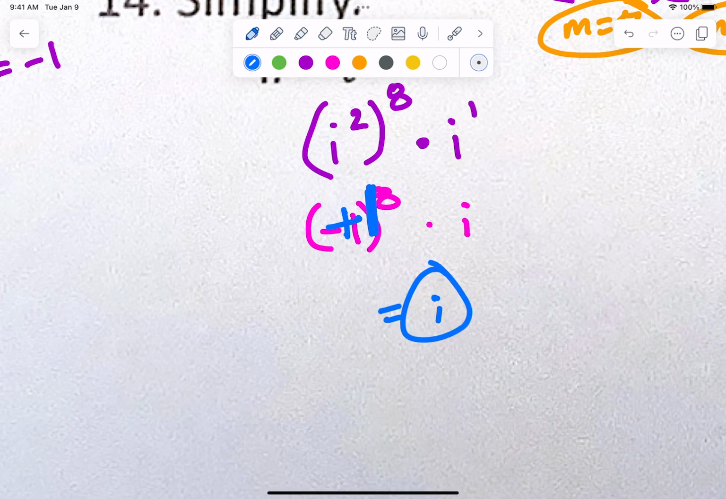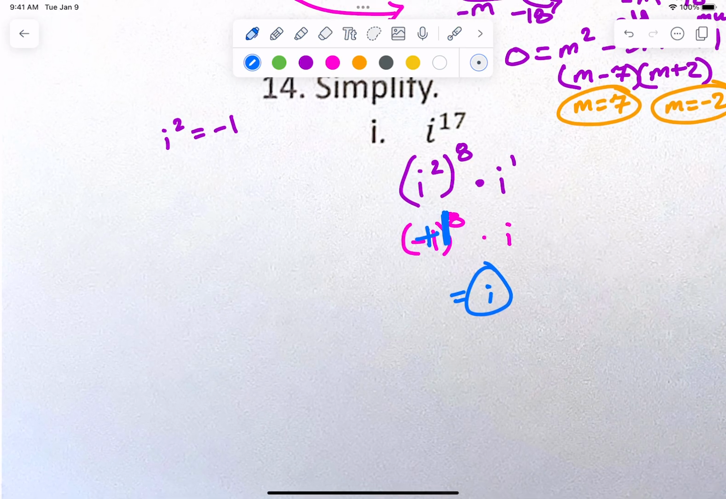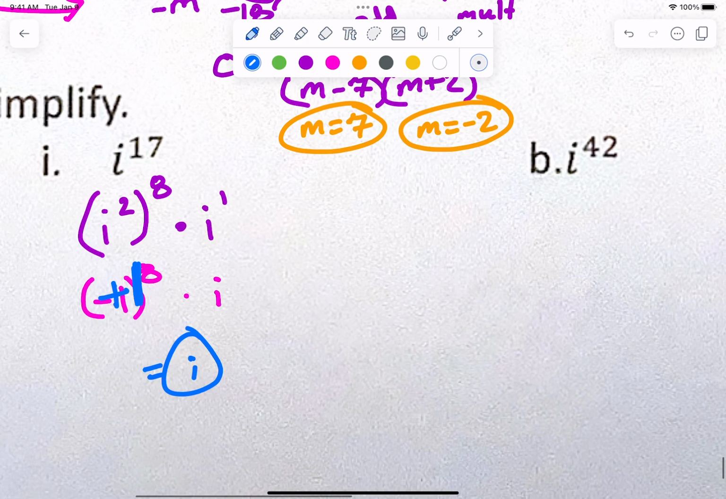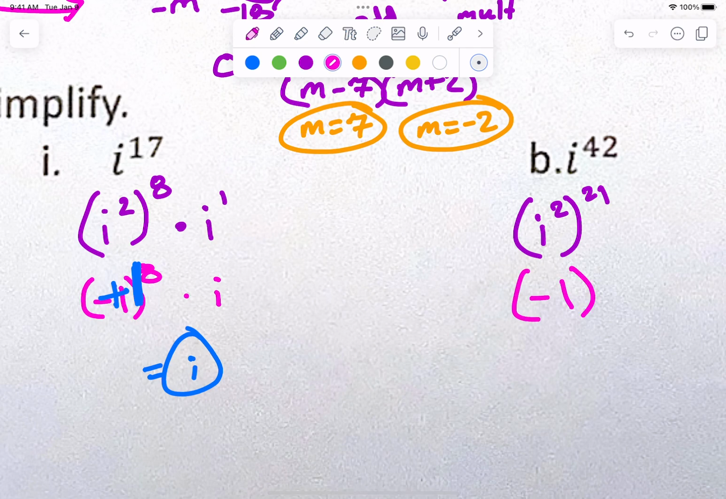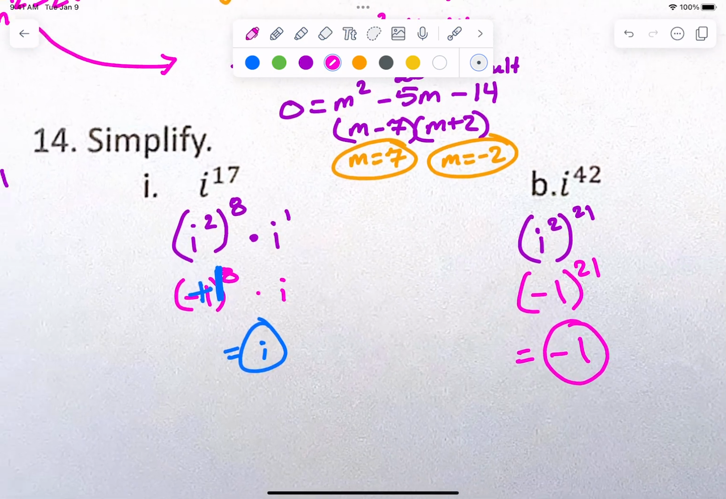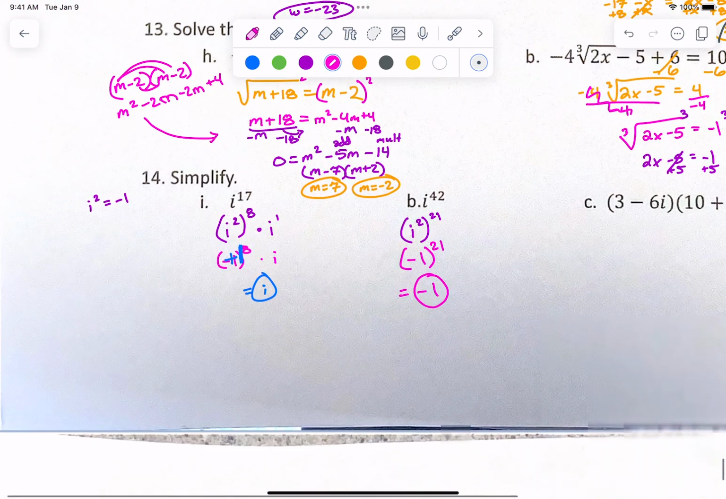Write all the multiples of 4 and stuff on there. Hold on, let's do this one first, and then we'll write them. So the answer: 42 is an even number. This is i squared to the 21st power. So this is negative 1 to the 21st power. Is that positive or negative? Negative. Does it have an i? No, because it's an even exponent, so it doesn't have an i.